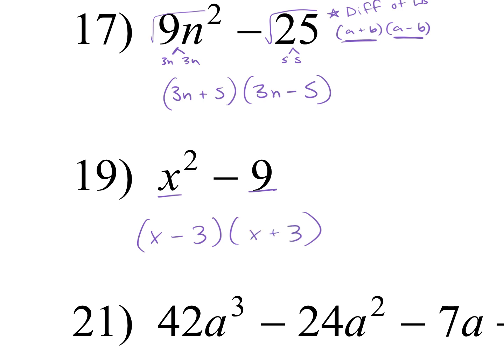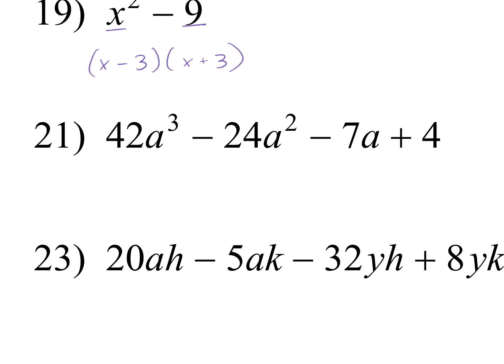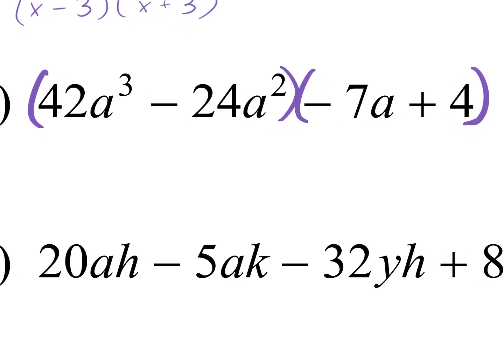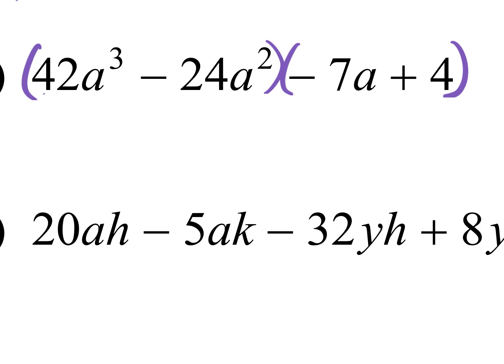All right, let's look at 21. I have 4 terms. Anytime we have 4 terms, how do we factor? Grouping. Group the first 2, group the second 2. So anytime you see you have 4 terms, first thing you need to think of is grouping. So group the first 2, group the second 2. Sometimes it's not always going to be the first 2 that go together, but we'll see that in the next question. So for 21, what's our GCF in the first group?